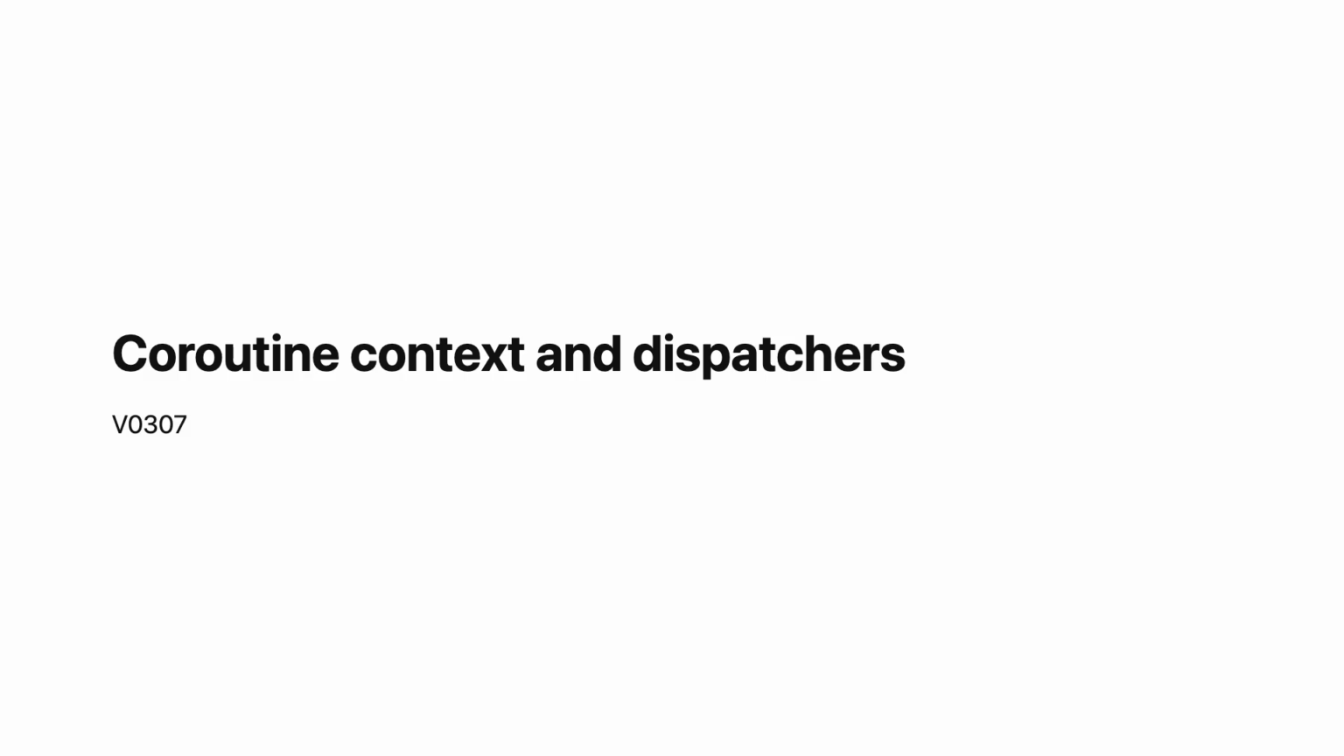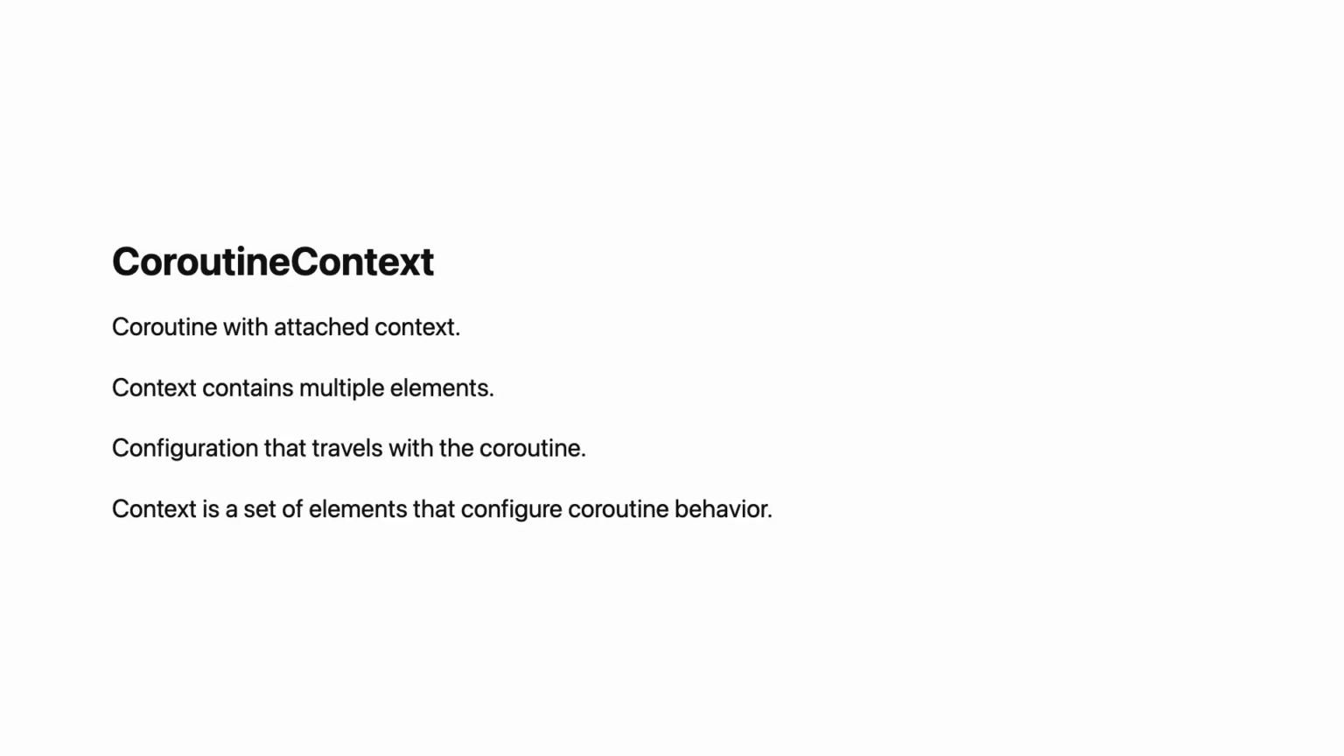Every coroutine has a context. Coroutine context is a set of elements that configure the coroutine. It carries information about how the coroutine should behave. Think of context as coroutine metadata. It answers questions like, what thread should this run on? What happens when it fails? What is its name?